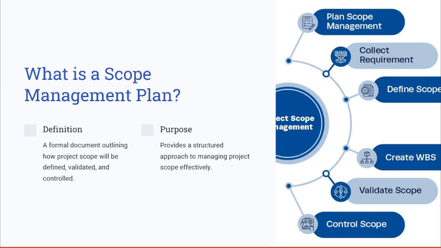First, let's understand what the scope management plan is. The scope management plan is a formal document within the project management plan. It outlines how the project scope will be defined, validated, and controlled. Its purpose is to provide a consistent and structured framework, ensuring all of the project stakeholders understand how the scope related decisions are made and managed.